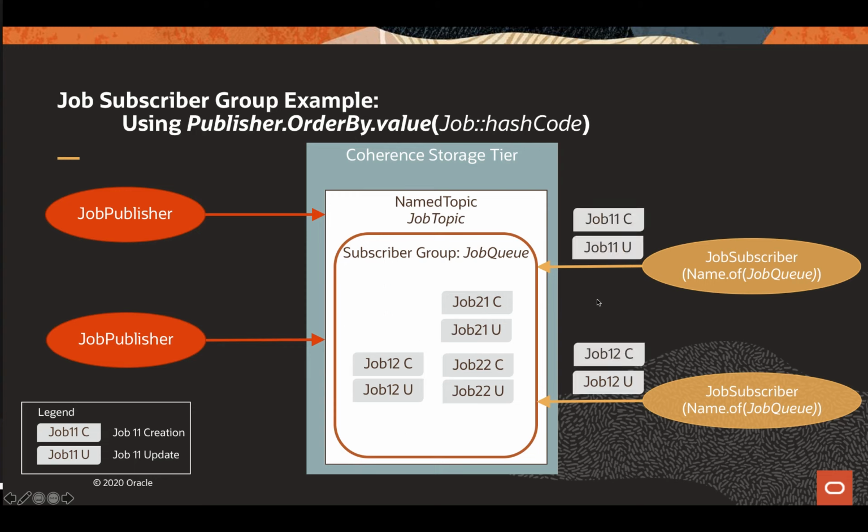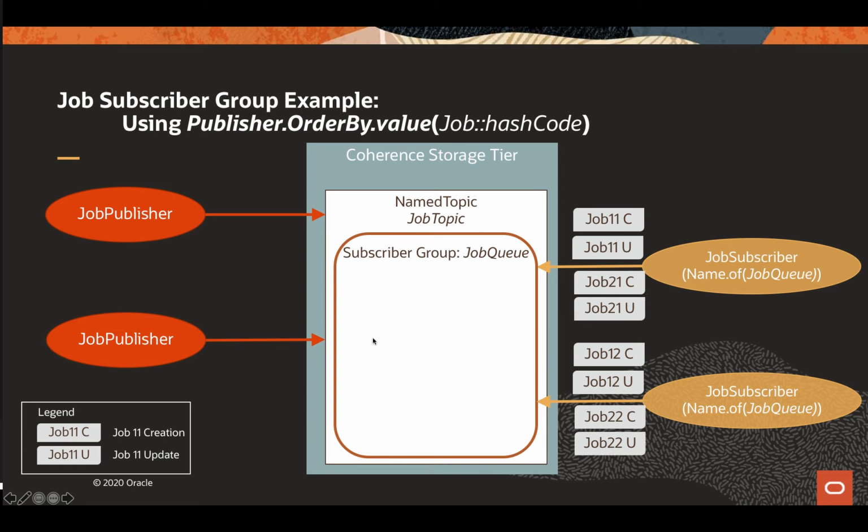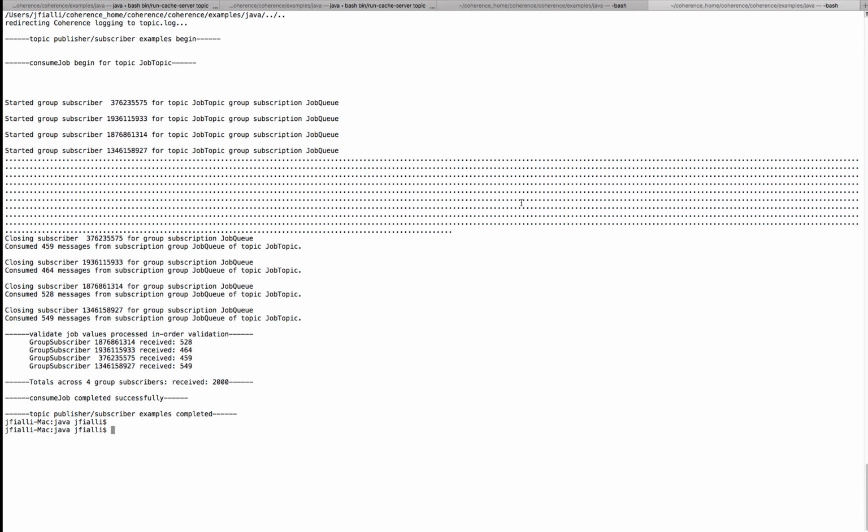So now you can see that before, all the messages sent by the job publisher, when we were using order by thread, were all sent to one subscriber. Now different subscribers can process them because the constraint for the messaging wasn't the same. So now that we've gone through that in slideware, let's actually look at the demo.